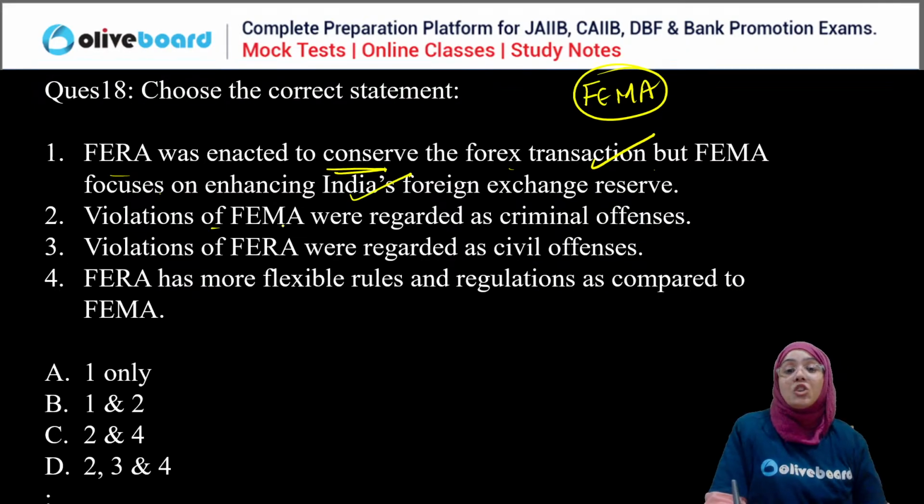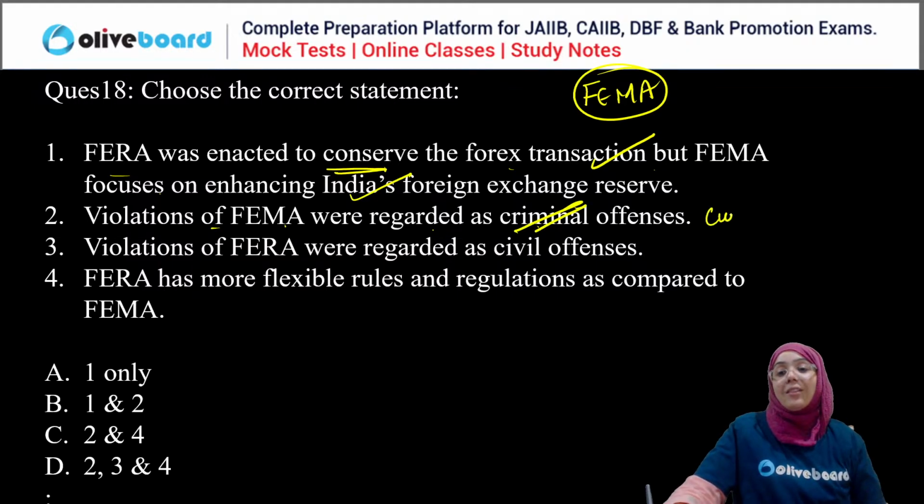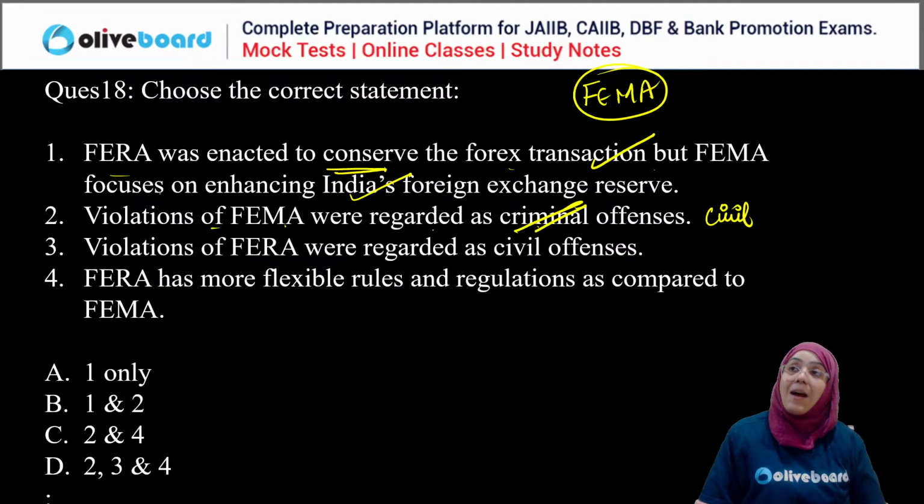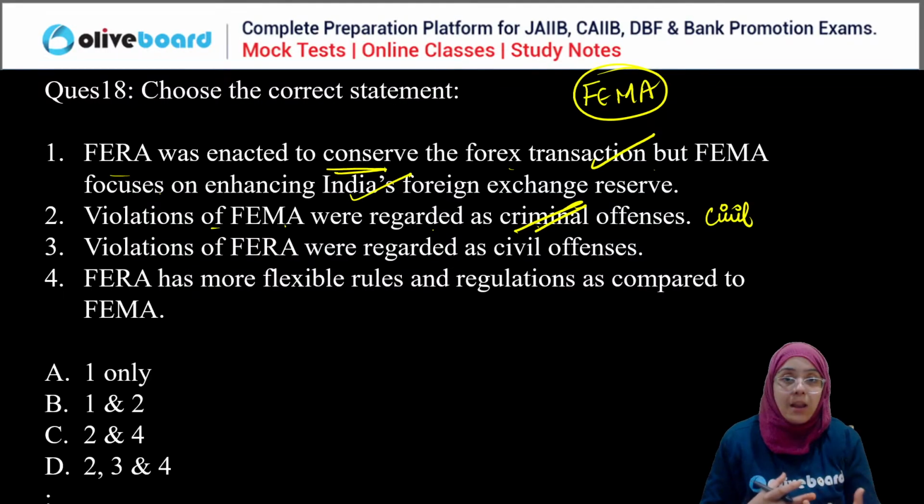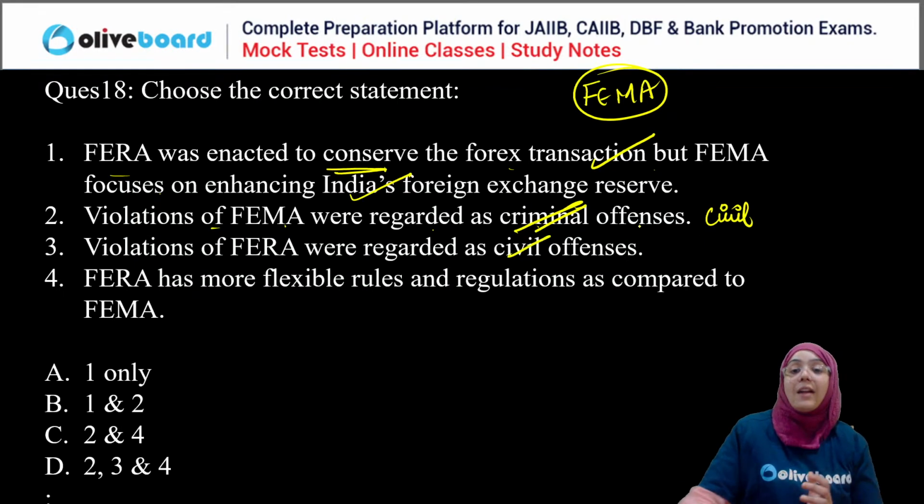Next. Violation of FEMA was regarded as criminal offense. No, it is actually a civil offense because that's why it has been replaced. See, FEMA is very flexible. Okay, so violation of FEMA is a civil offense. Violation of FERA regarded as a criminal offense. So these two are wrong.